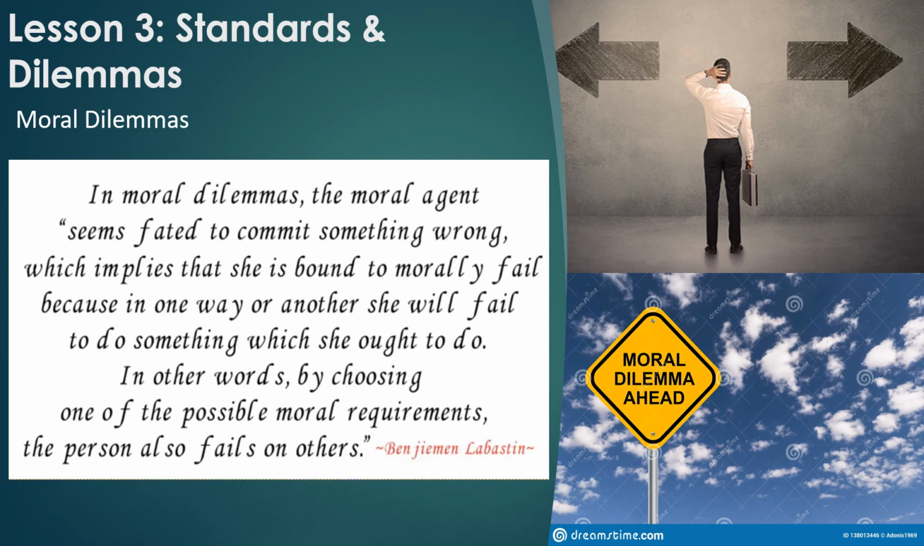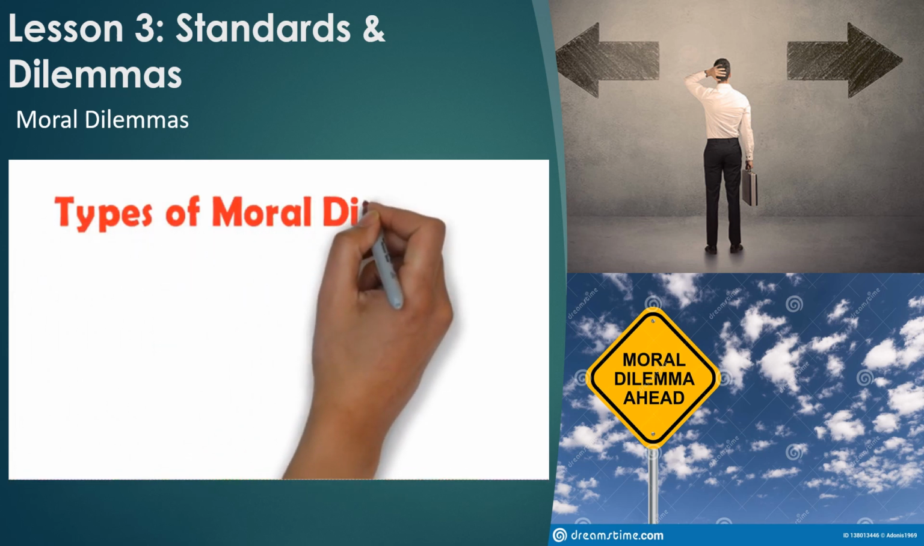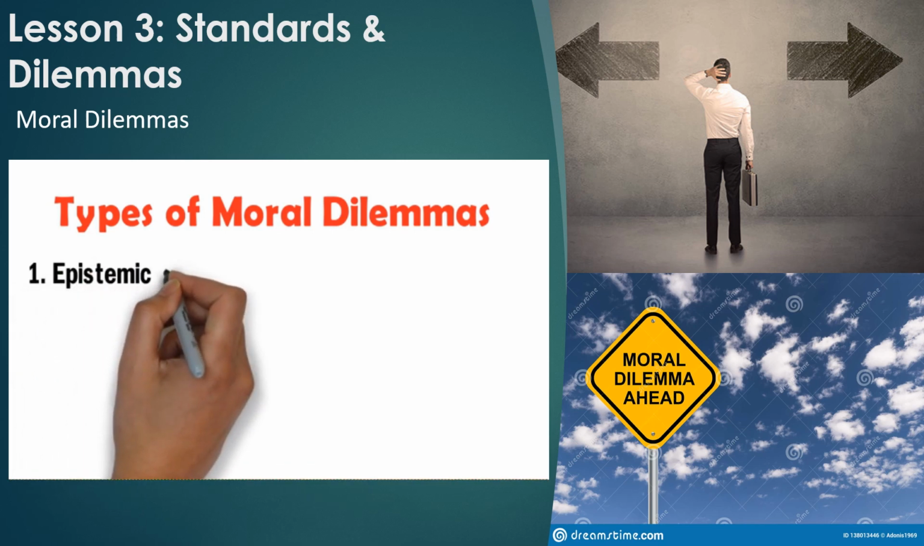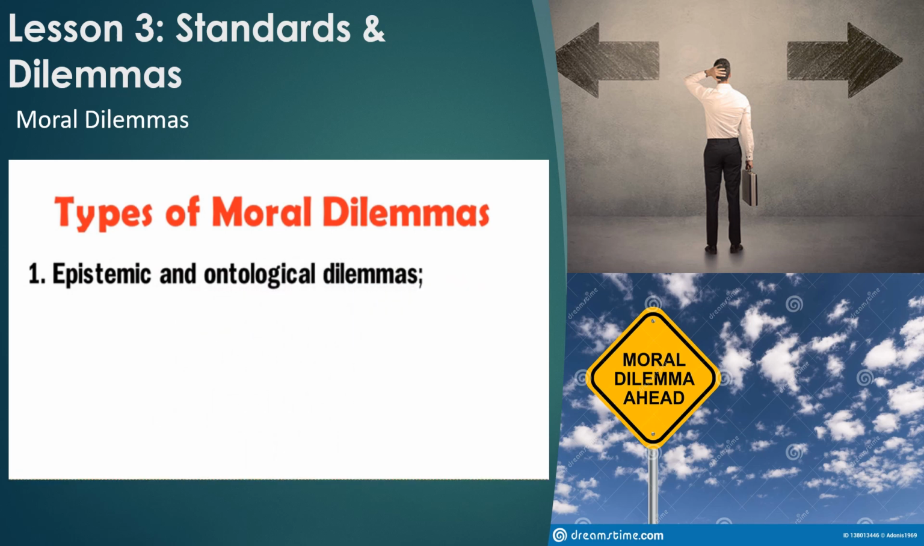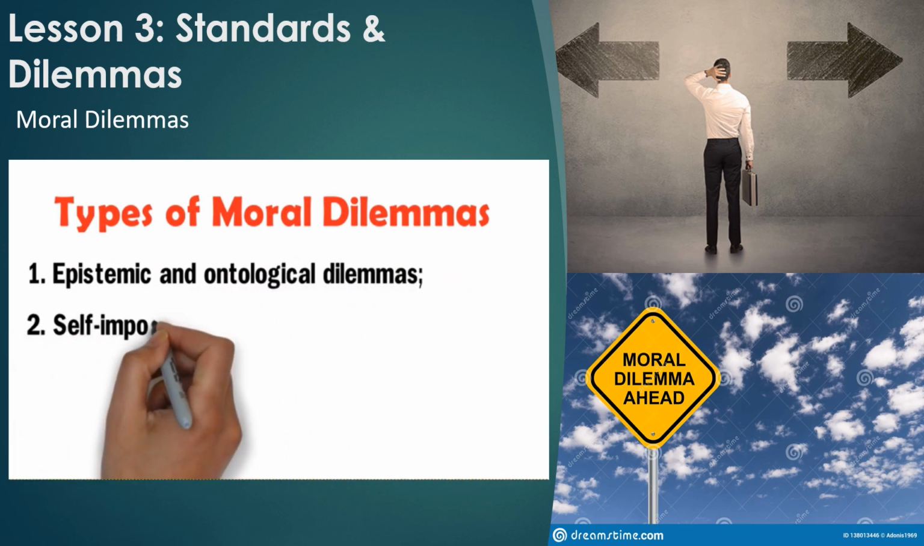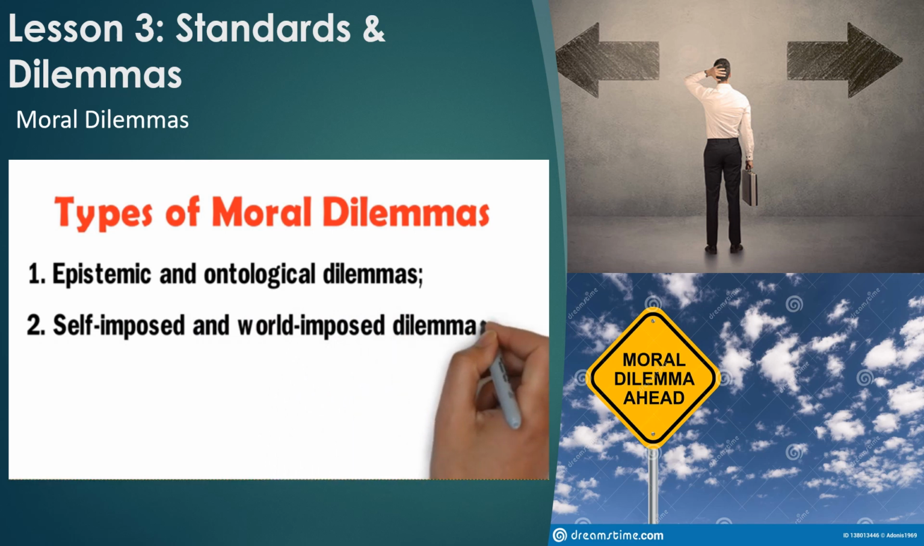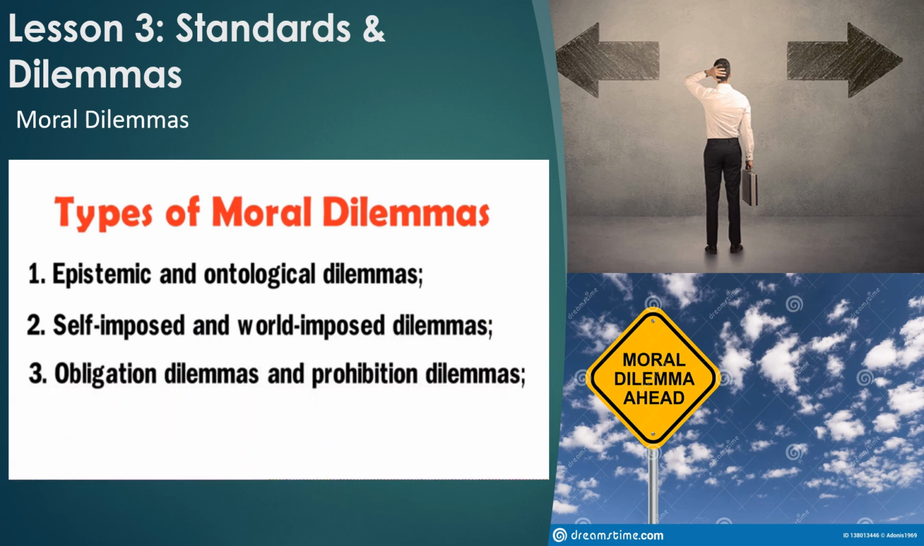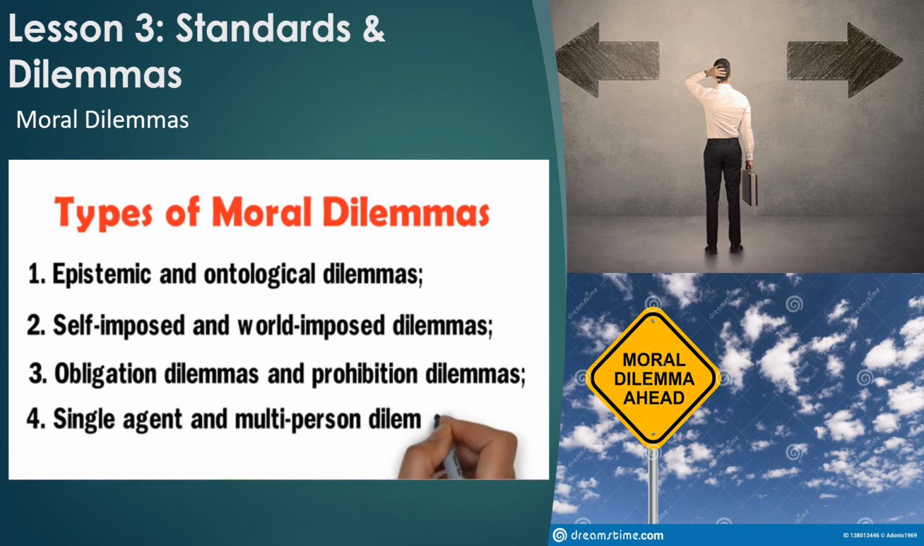Now, let's proceed to the different types of moral dilemmas. There are several types of moral dilemmas, but the most common of them are categorized into the following. First, epistemic and ontological dilemmas. Second, self-imposed and world-imposed dilemmas. Third, obligation dilemmas and prohibition dilemmas. And fourth, single agent and multi-person dilemmas.